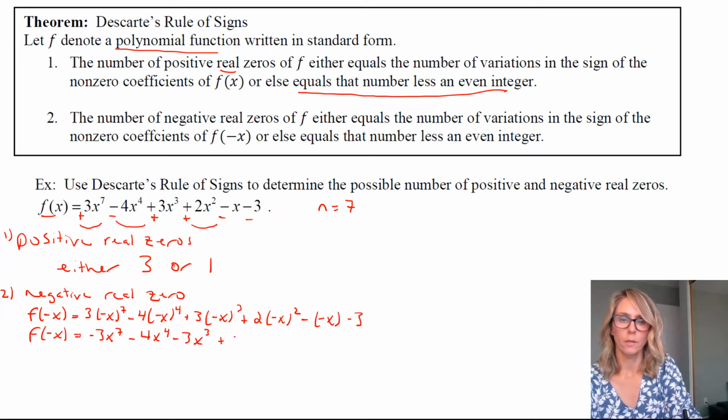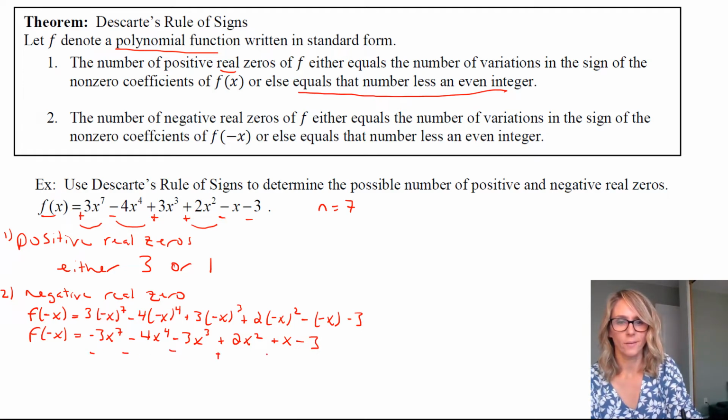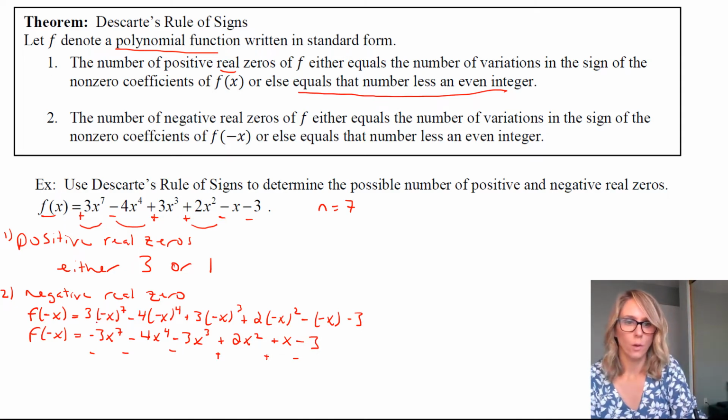and another even because we have a negative x squared. And then we have a plus x minus 3. So now we just take a look and see how often that switches. So we have negative, negative, negative, positive, positive, negative. So only when it switches. So we've only got one switch here and one switch here.